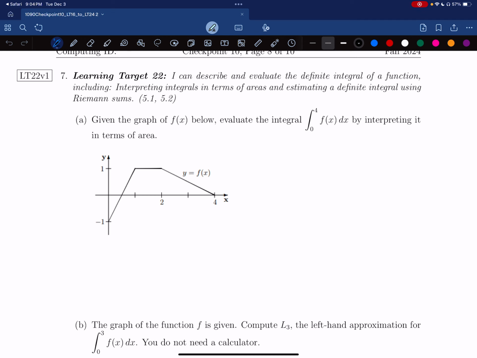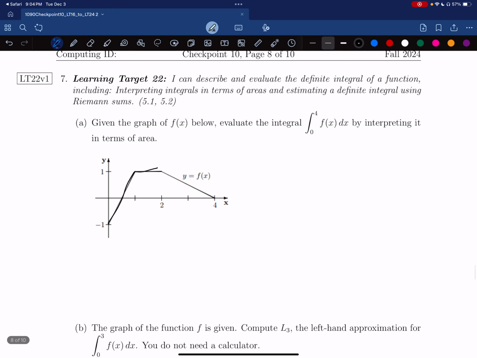And looking at our graph, it's all straight lines, which means shapes, and shapes are pretty easy to calculate the integral of. If I had some curve like this, I couldn't just tell you what the area of this is based on just calculating it geometrically. But looking at this, I have straight lines, so I can calculate the area of that. So let's go ahead and do it.